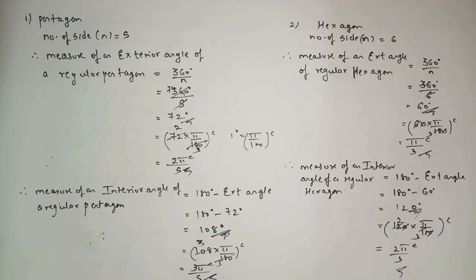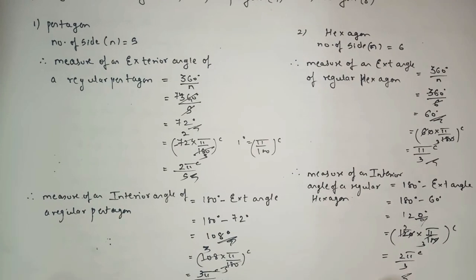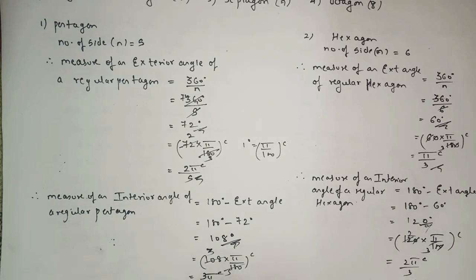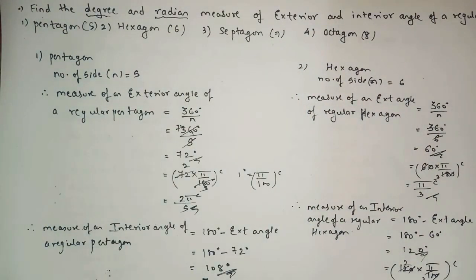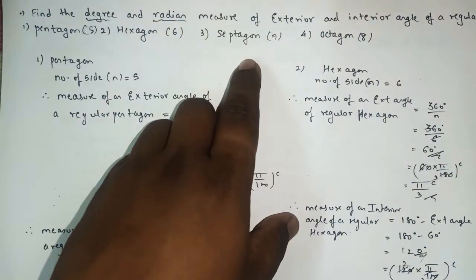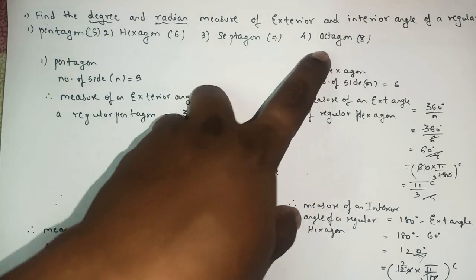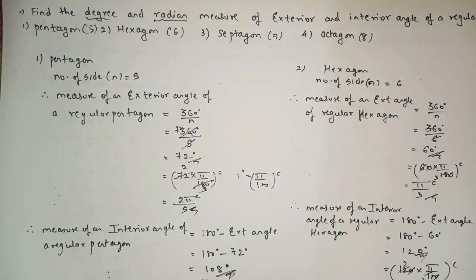I hope you all understood how to present the sum and how to find the answer for the exterior angle and the interior angle for any polygon. The next one is a septagon, and the next one is an octagon. For septagon we know that we have 7 sides, and for octagon we have 8 sides. I hope these two remaining sums you can try by yourself.